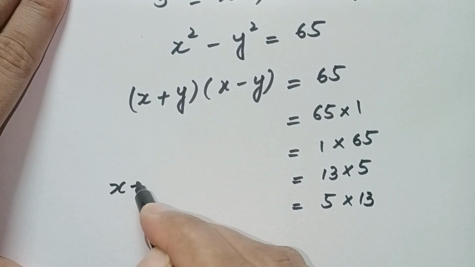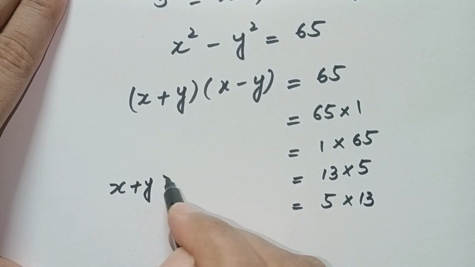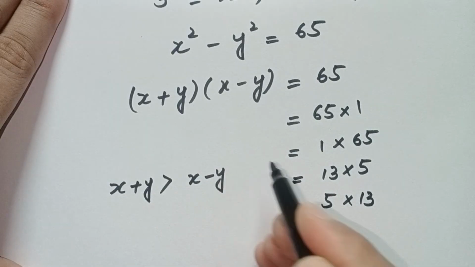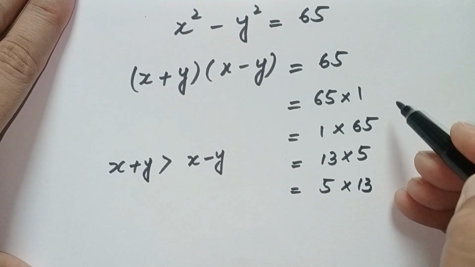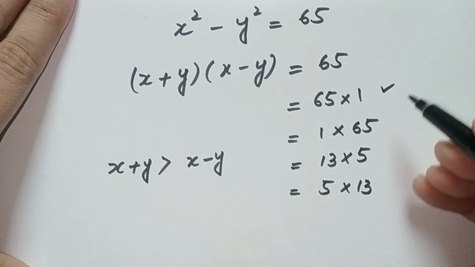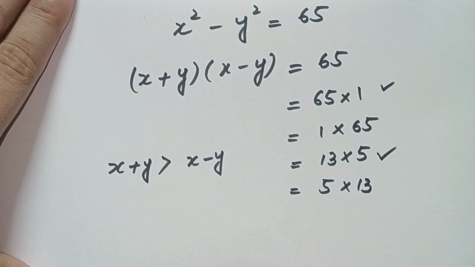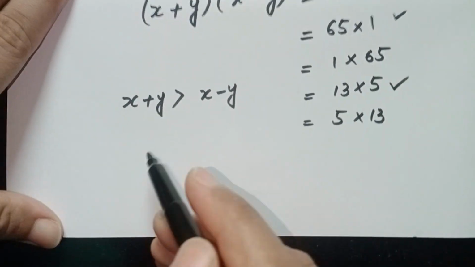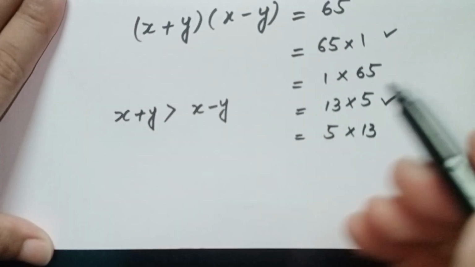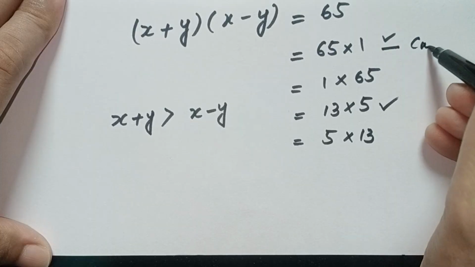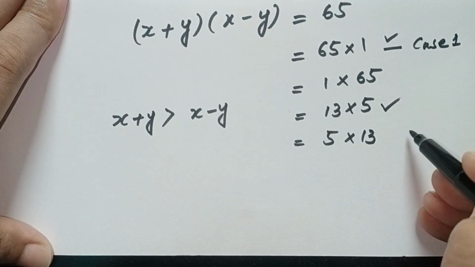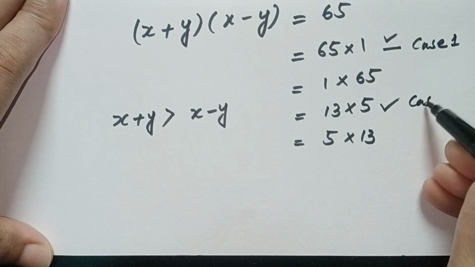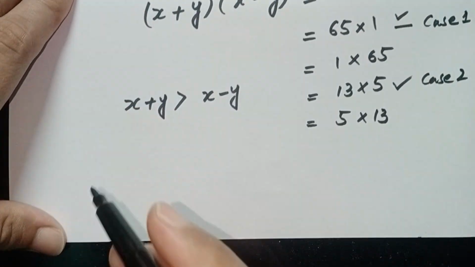Here we know the condition that x plus y is greater than x minus y. So this is our condition. By keeping this condition in mind, we will take this case and this case, because in this case 65 is greater than 1 and 13 is greater than 5. So we will take two cases: case 1 is 65 multiplied by 1, and case 2 is 13 multiplied by 5.